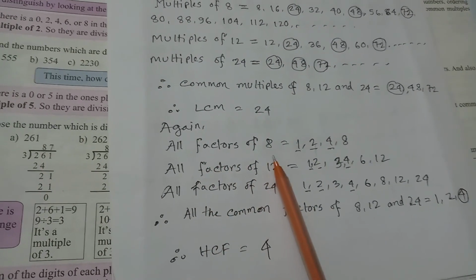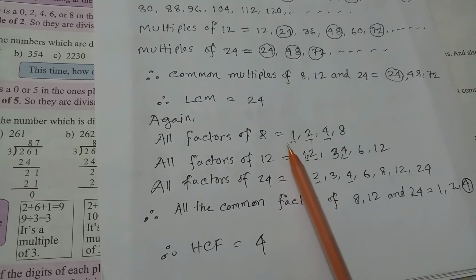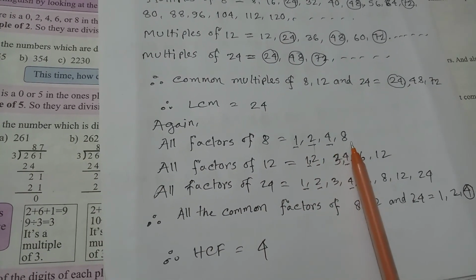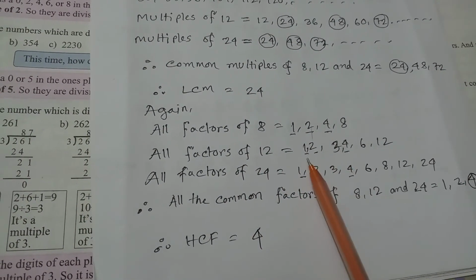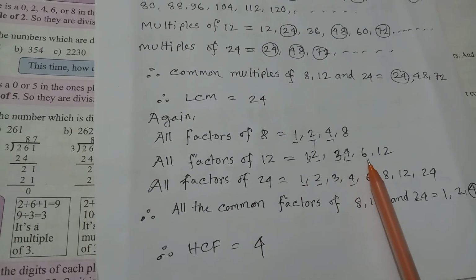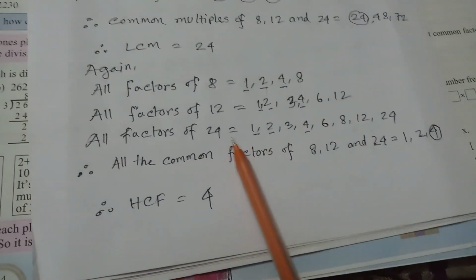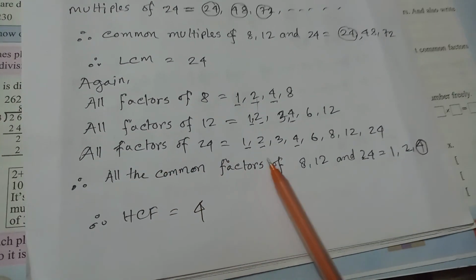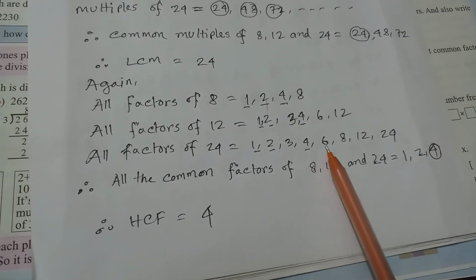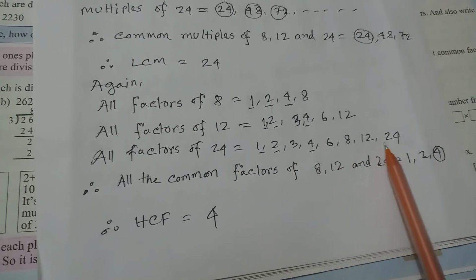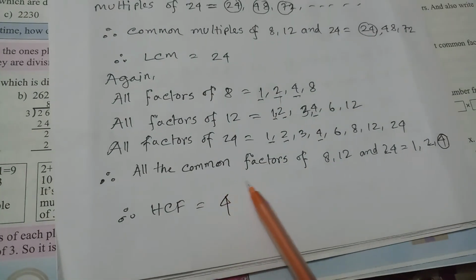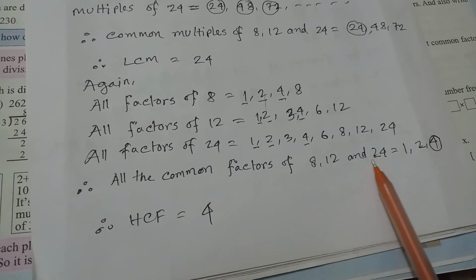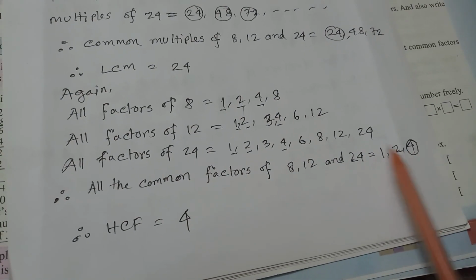All factors of 8 equal 1, 2, 4 and 8, and all factors of 12 equal 1, 2, 3, 4, 6 and 12, and all factors of 24 equal 1, 2, 3, 4, 6, 8, 12 and 24. Therefore, all the common factors of 8, 12 and 24 equal 1, 2 and 4.